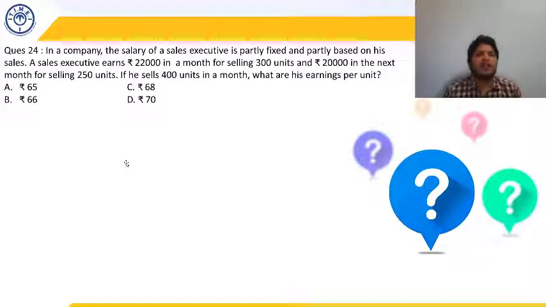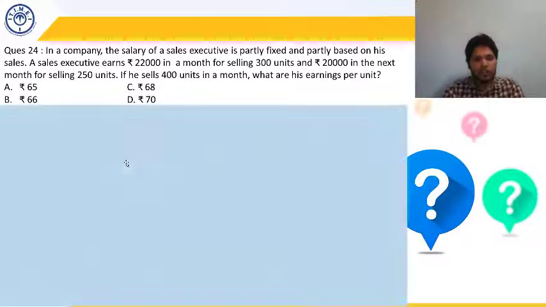What this question is saying is that suppose I am a salesperson and I'll be getting some fixed amount of money and some amount based on my sales. Whatever sales I do, I'll be getting incentives from that part. So my salary consists of two components: one is the fixed part and the other is the variable part. There are two conditions given. When I am selling 300 units, I'll be getting 22,000 rupees. If I am selling 250 units, I'll be getting 20,000 rupees. So the question is asking, if I am selling 400 units, how many rupees will I be getting for selling one unit at that point of time?